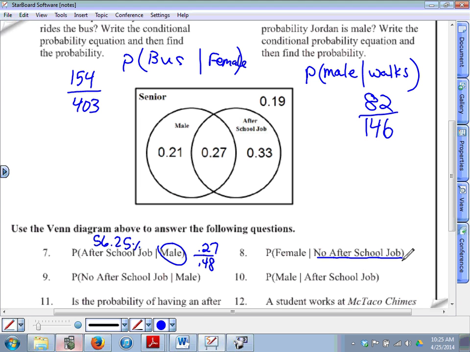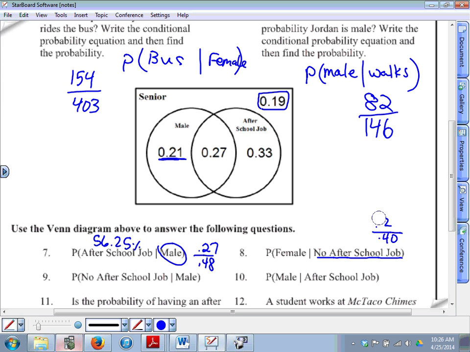Now, a lot of students have had trouble figuring out the sample space. No after-school job. That is these people, but that's not all. These guys don't have an after-school job either. So how many people total have no after-school job? 30, 39, 40. That's 40, right? So that's divided by 0.40. That's how many people don't have an after-school job. Now, of those that don't have an after-school job, how many of them are guys? 0.2.